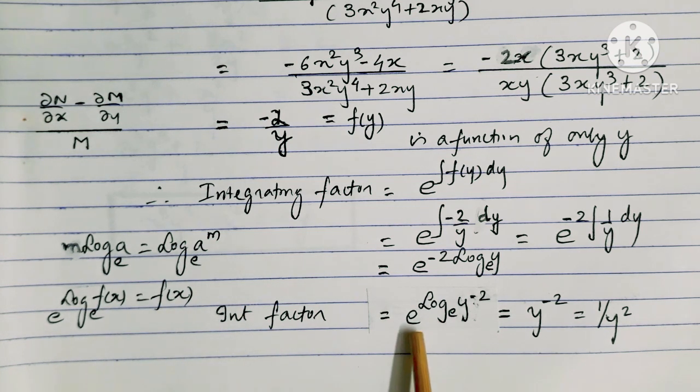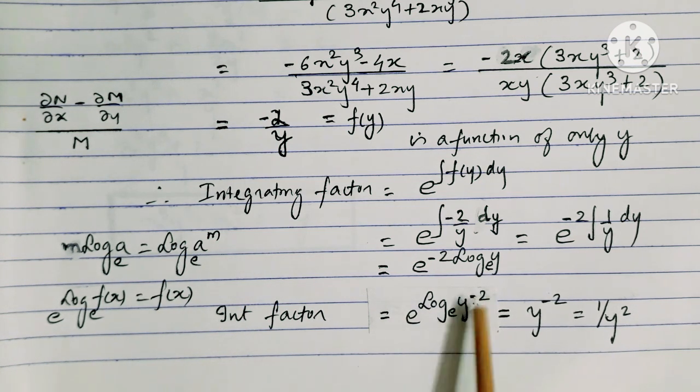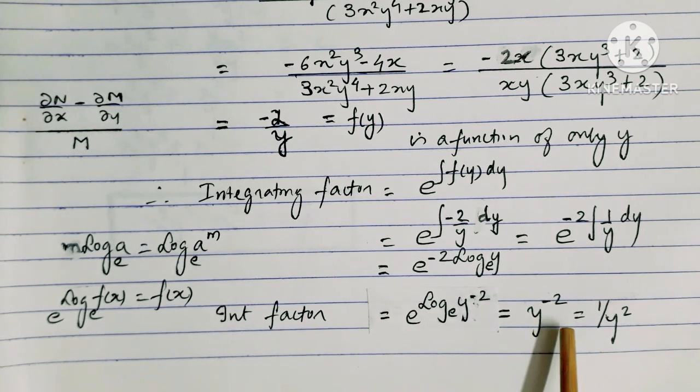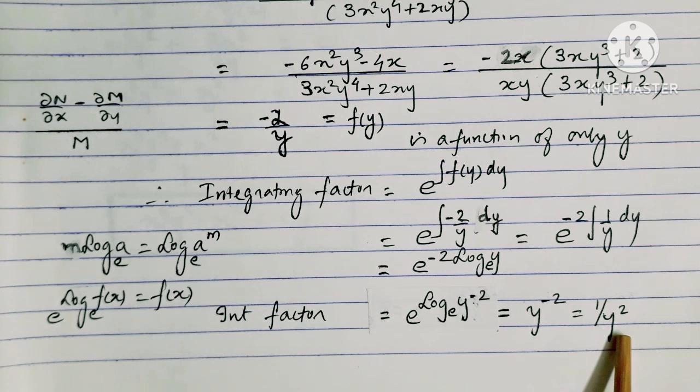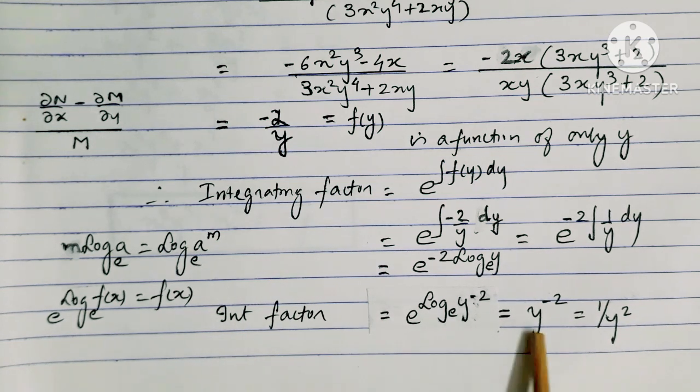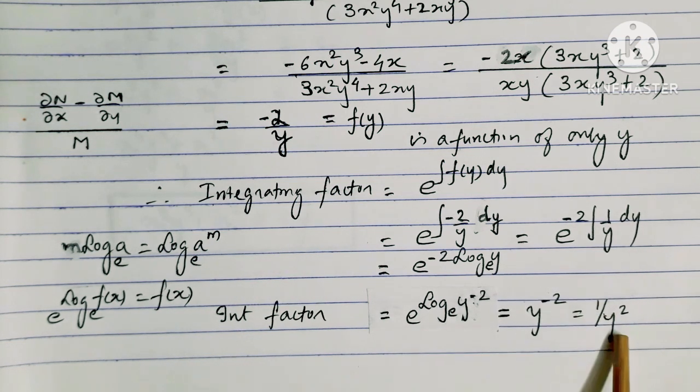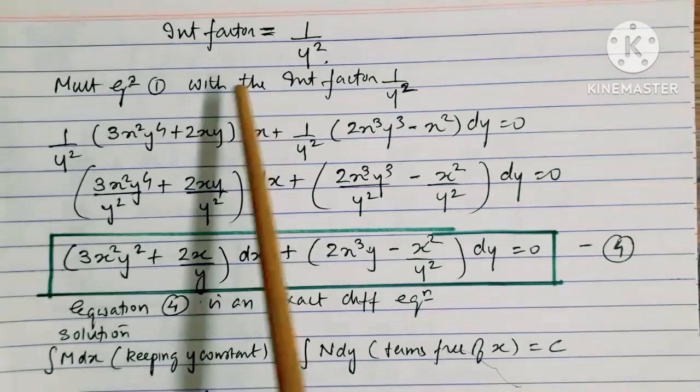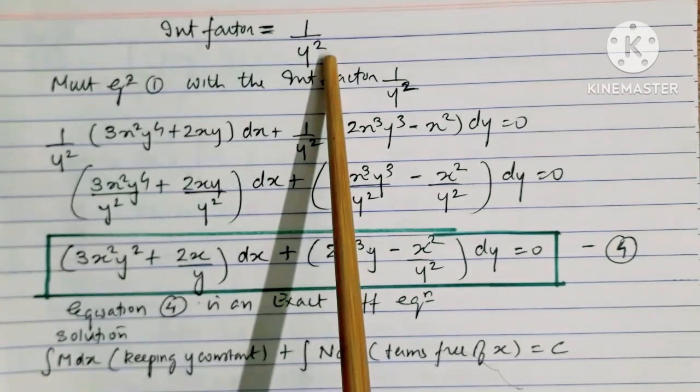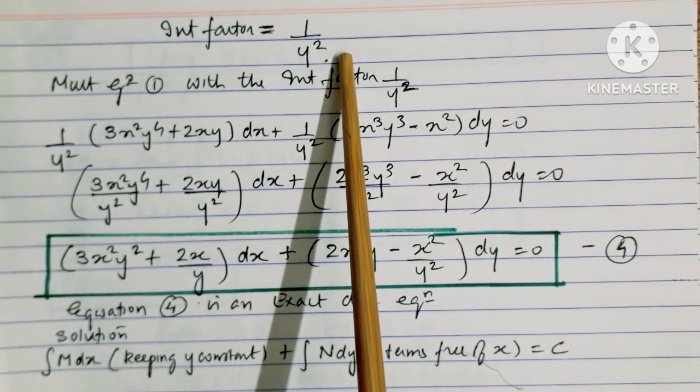So we can write e raised to log y raised to minus 2 to the base e is equal to y raised to minus 2, which is equal to 1 upon y square. Therefore the integrating factor would be equal to 1 upon y square. The integrating factor is 1 upon y square.